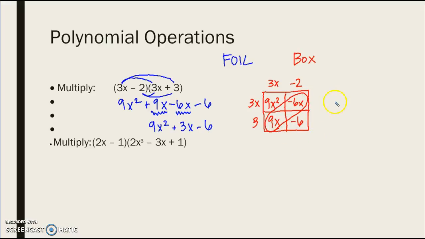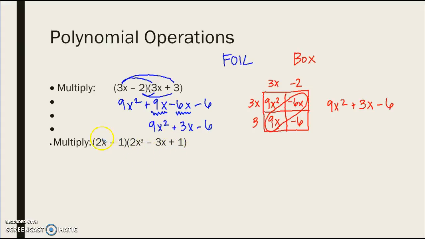So now I'm just going to add everything up. So I've got my 9x squared. 9x and negative 6x is positive 3x, and then my negative 6, which agrees with what we just found. The next one's a little different. Now I've got a binomial, because there's 2 terms in the first parentheses, and a trinomial, because there's 3 terms in the second. My steps don't change. Okay, I can't necessarily do first, outer, inner, last exactly, but I'm still going to take every term in this first parentheses and multiply it by every term in the second.